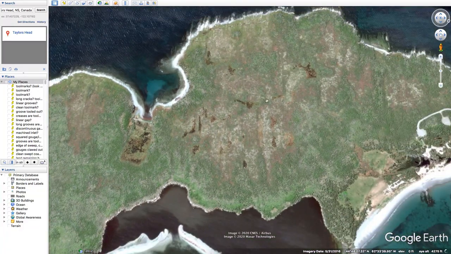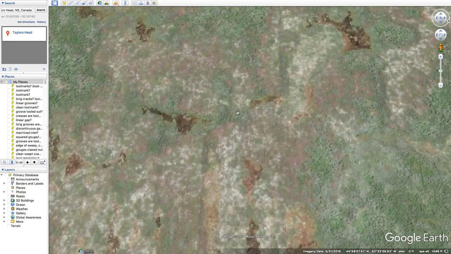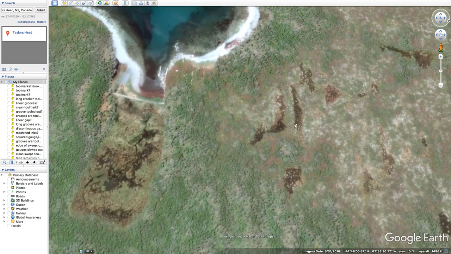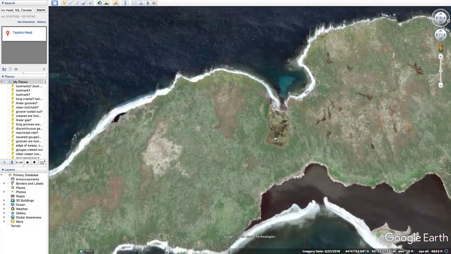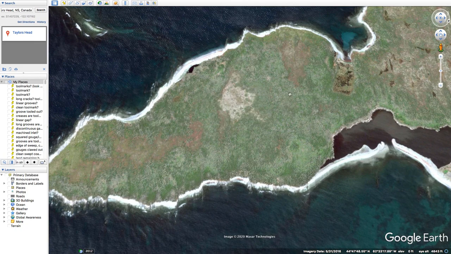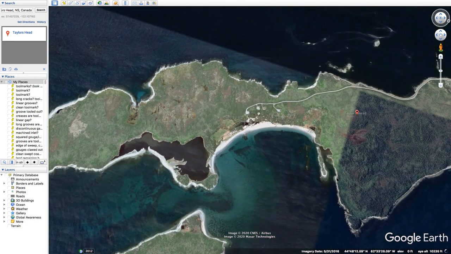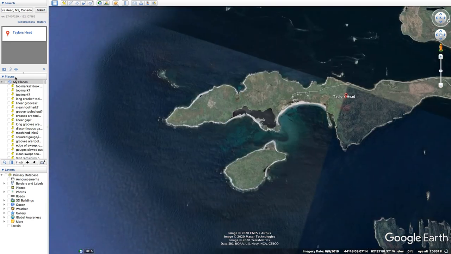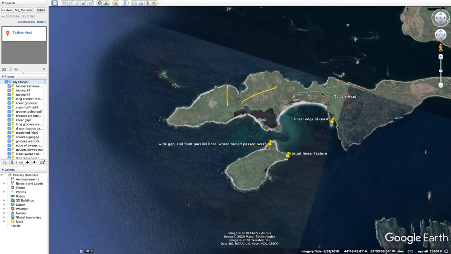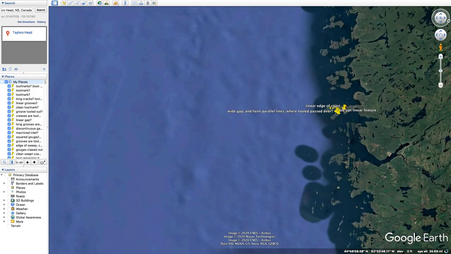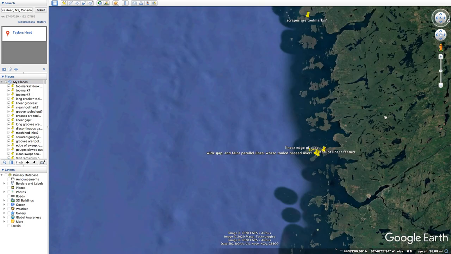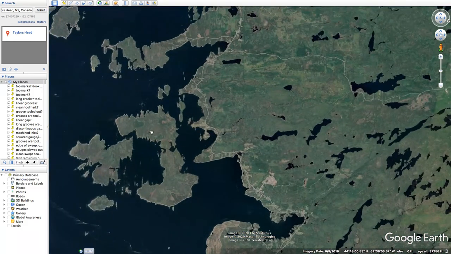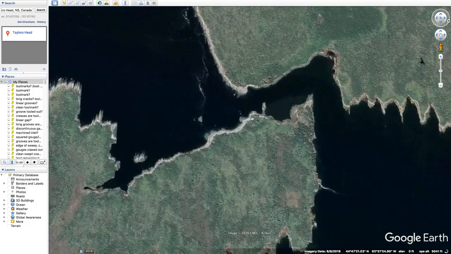This one goes against the grain of the natural rock. Doesn't mean it's not natural. It's some kind of natural seam, maybe, like this. Not necessarily a toolpath. Could be a similar thing right here, like this way. Okay. I think that's enough of Taylor's Head, Nova Scotia. Awesome. And just a general look at the landscape here. Awesome.